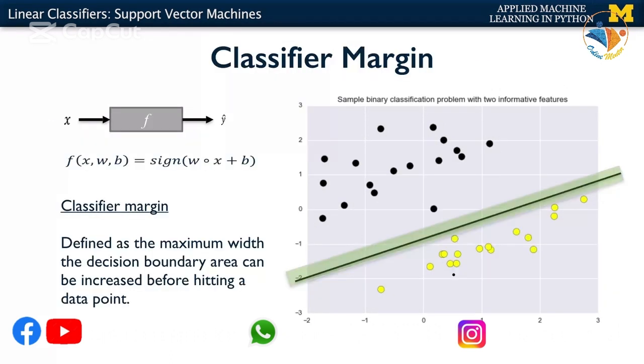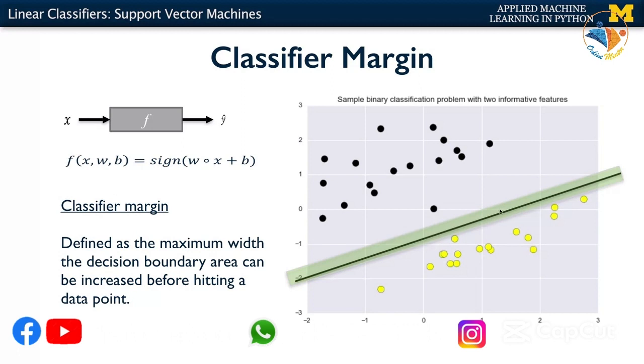One way to define a good classifier is to reward classifiers for the amount of separation they can provide between the two classes. To do this, we need to define the concept of classifier margin. Informally, for a given classifier, the margin is the width that the decision boundary can be increased before hitting a data point.